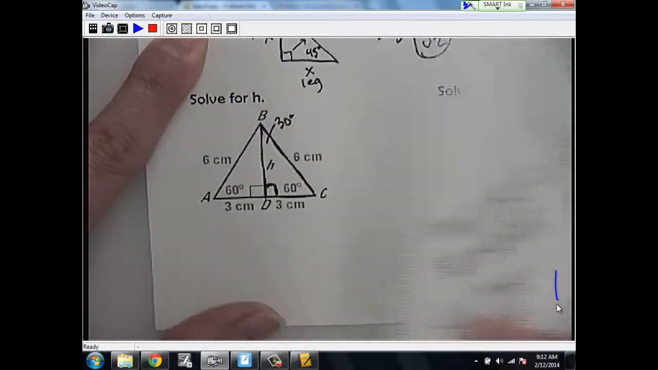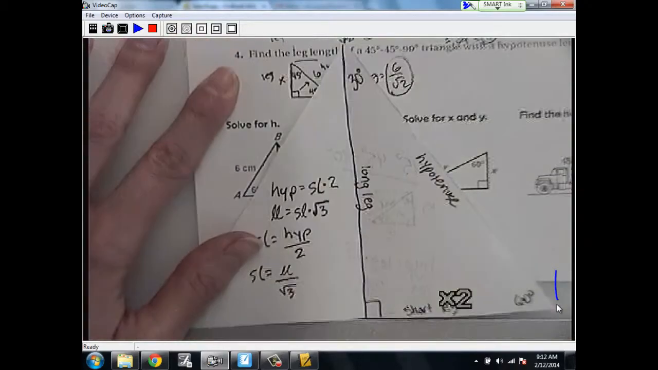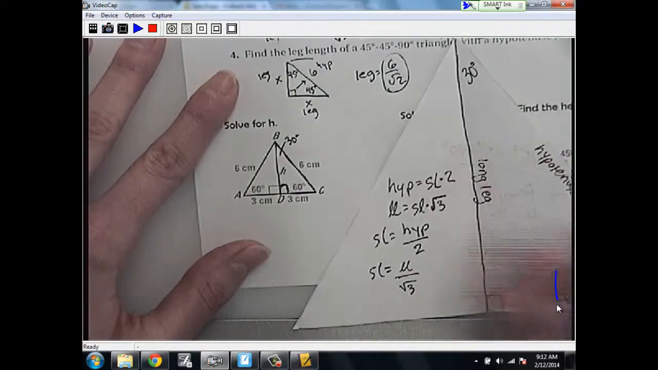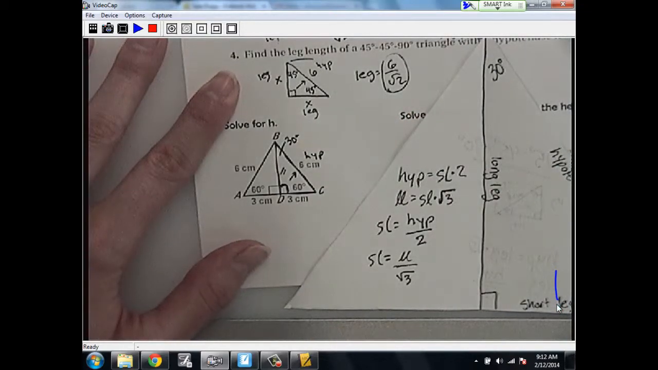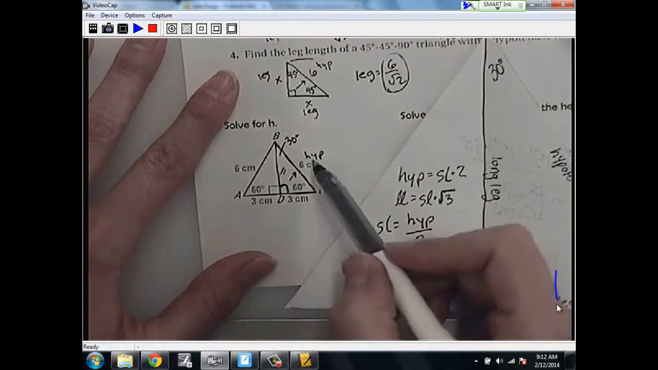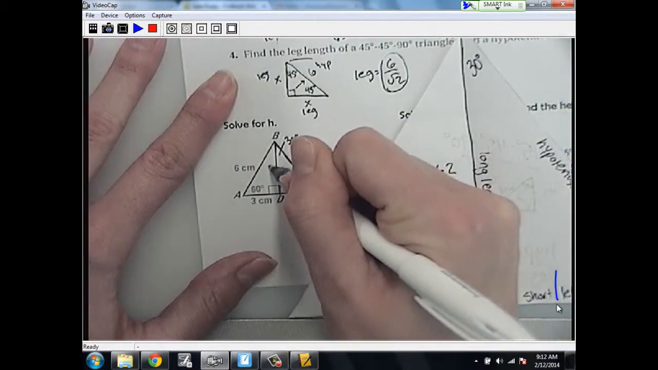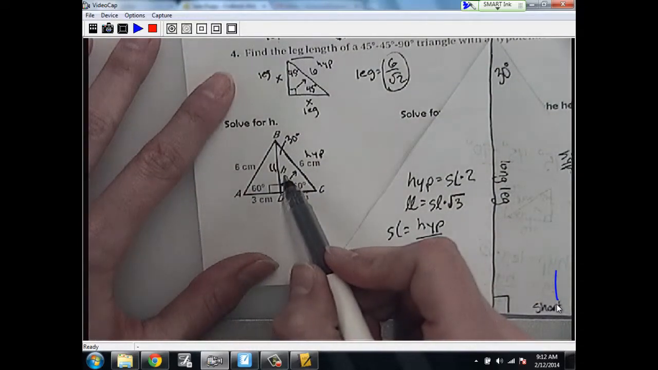So what do I have to do? I need to come to the back. This is my 30, 60, 90s back here. And here are my rules for how we're going to solve. But first of all, I need to know, well, what do I have? The easiest one to find is your hypotenuse across from the right angle. So we label our hypotenuse, and then I have these two. I have a short leg, and I have a long leg. And my long leg is my h value, right?